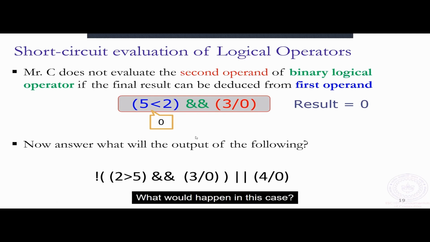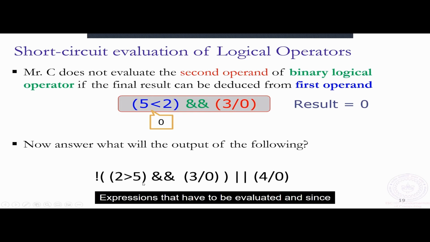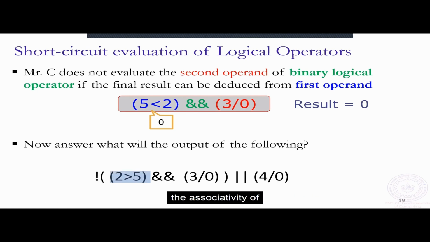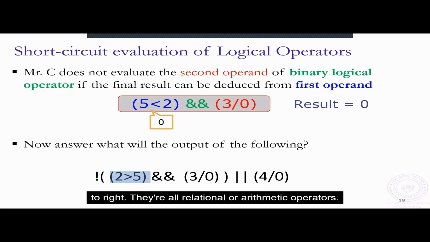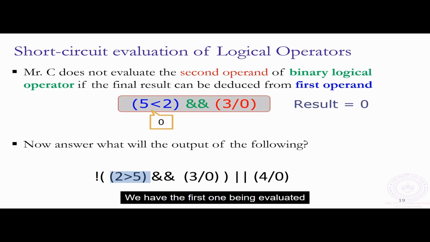Now let's see what would happen if we took a slightly more complicated expression. What would happen in this case? So here we have a number of expressions that have to be evaluated. And since the associativity of these expressions goes from left to right, they're all relational or arithmetic operators. We have the first one being evaluated here within the smallest brackets.